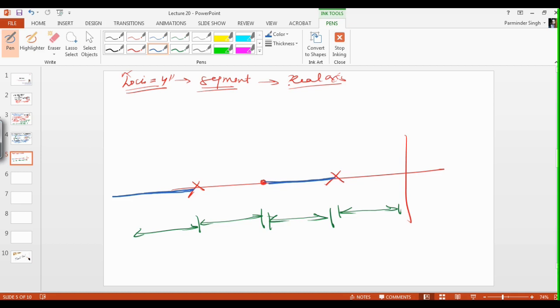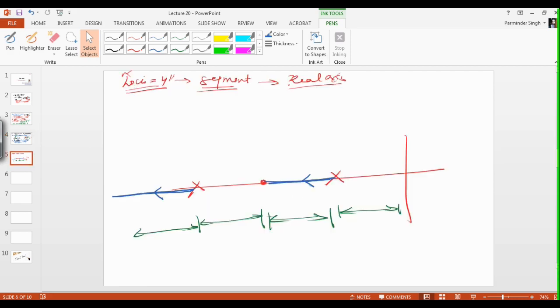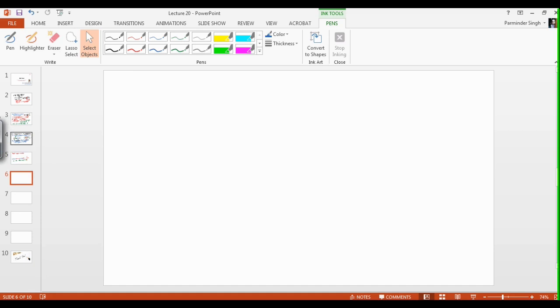Clear? Now number of loci in this case is 2. So one will be shown over here because it starts from here and terminates at one. The other one will start from here and it will move towards infinity. Clear? So rule number 4 is very, very important, because once we know the segment, then only we will be able to plot the root locus. And further, root locus always lies on the segment. You cannot plot anywhere. It has to be on this segment only. Clear?